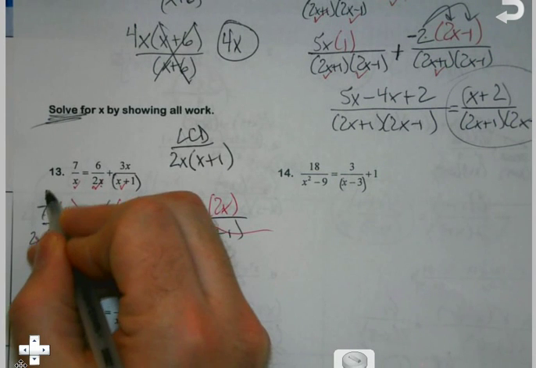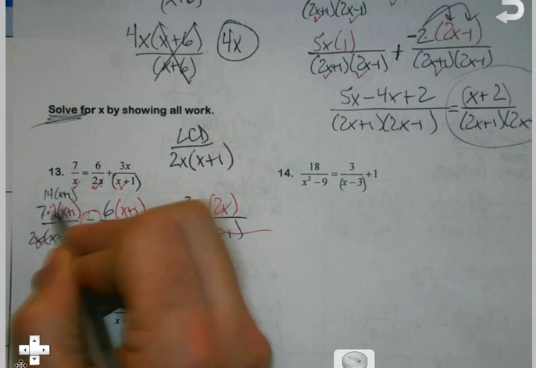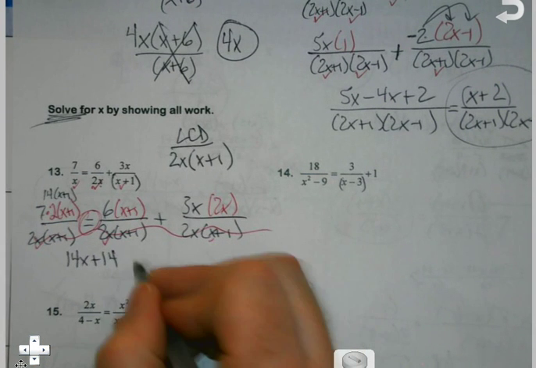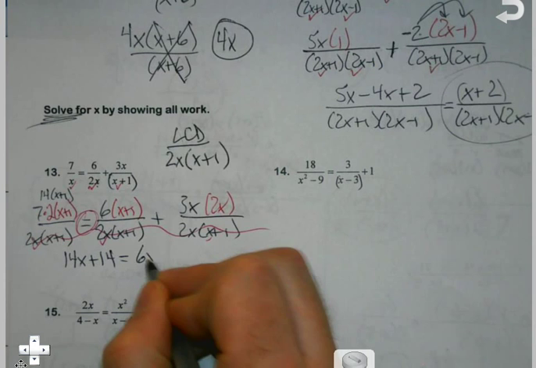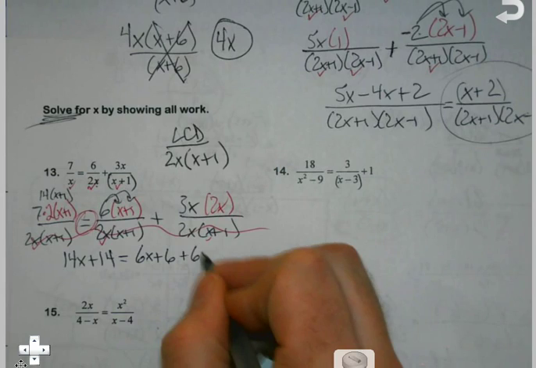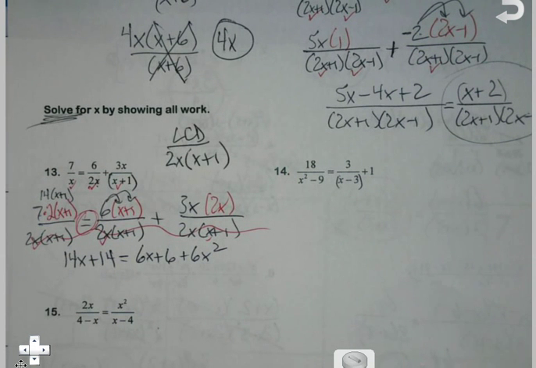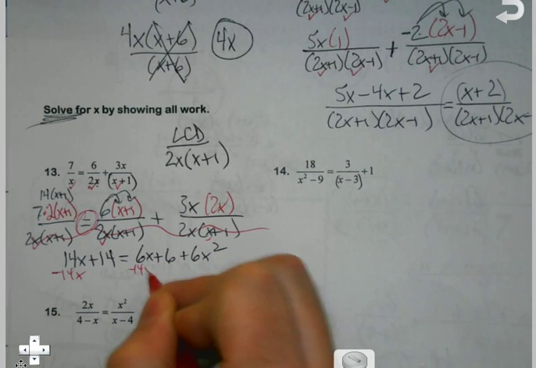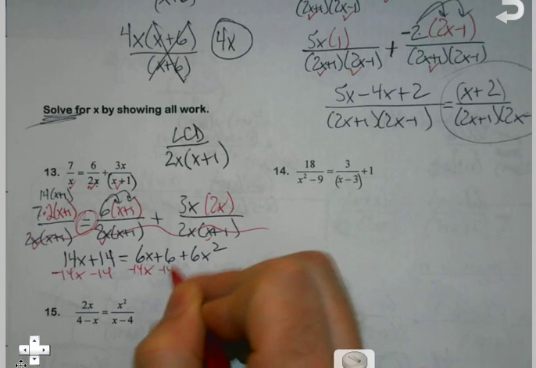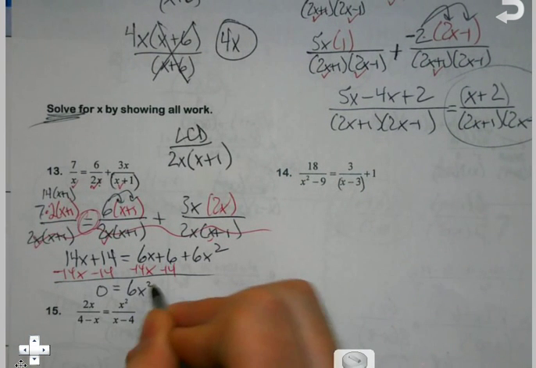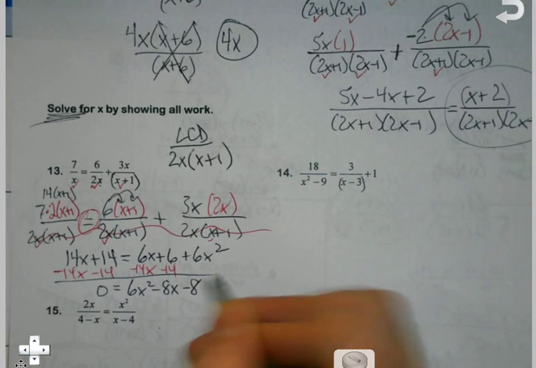7 times 2 would be 14. Then I'm going to multiply through by with my x plus 1. So 14x plus 14. 6x plus 6 when I distribute, plus 6x squared. And we've talked about this before. Whichever side has the x squared is where everything goes. So the minus 14x minus 14, 0, 6x squared minus 8x minus 8.